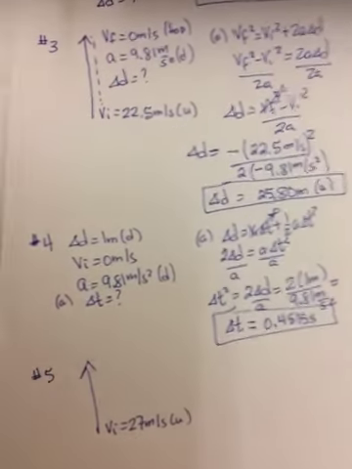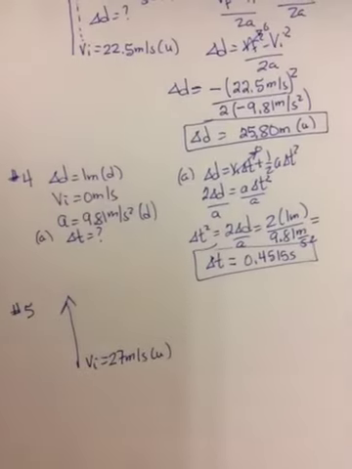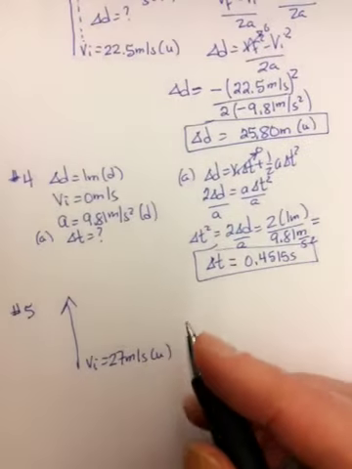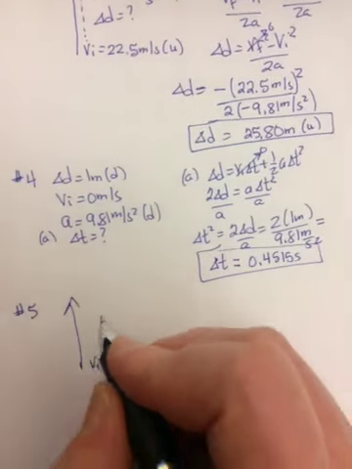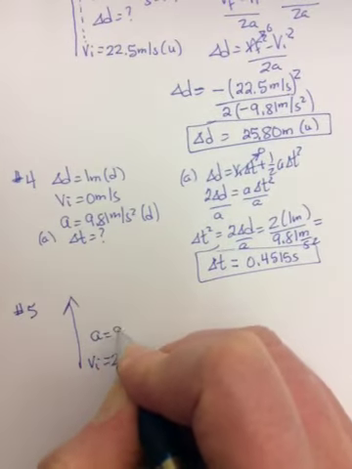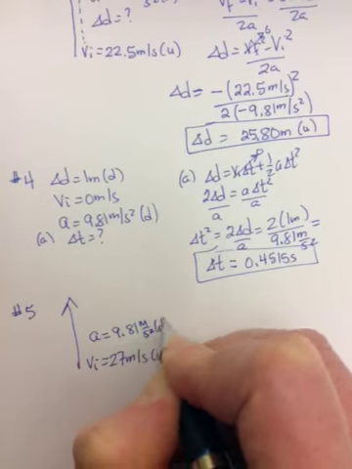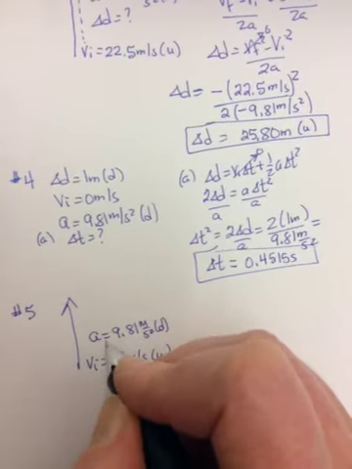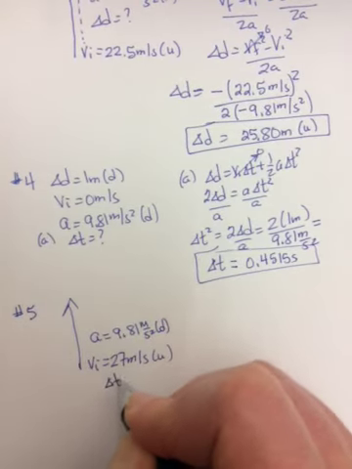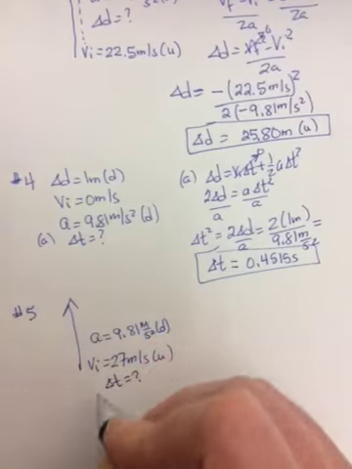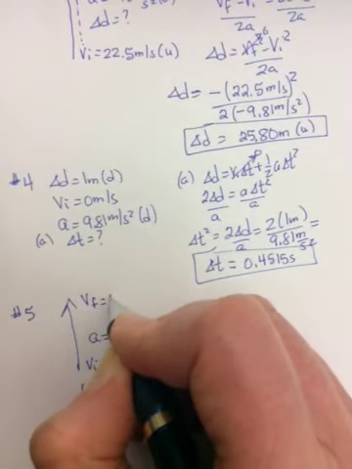Okay, so when we left off, we were on number 5 of the free fall sheet. We were just starting it, and it says a pitcher throws a baseball straight up with an initial speed of 27 meters per second up. Its acceleration is going to be 9.81 meters per second squared down. And the question wants to know how long does it take it to reach its highest point. You're looking for delta t, and that's for part A. And when it reaches its highest point, it means its VF is 0.